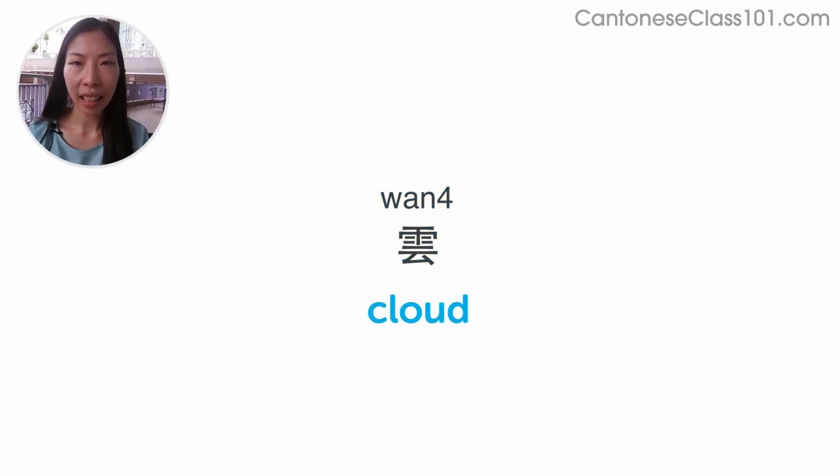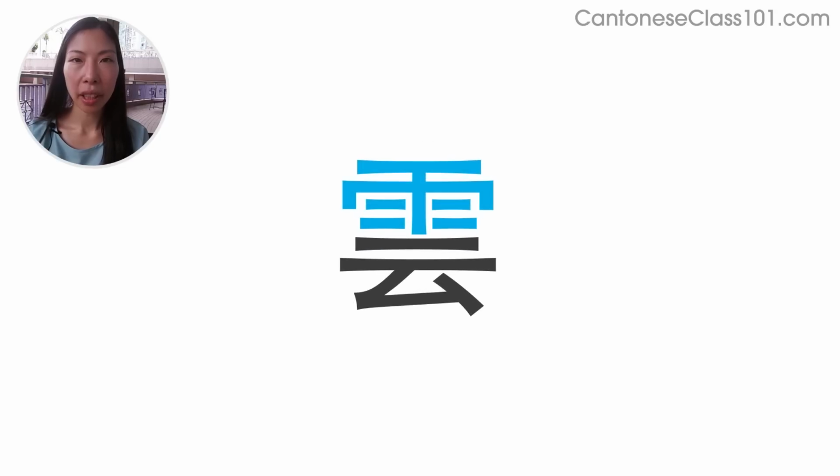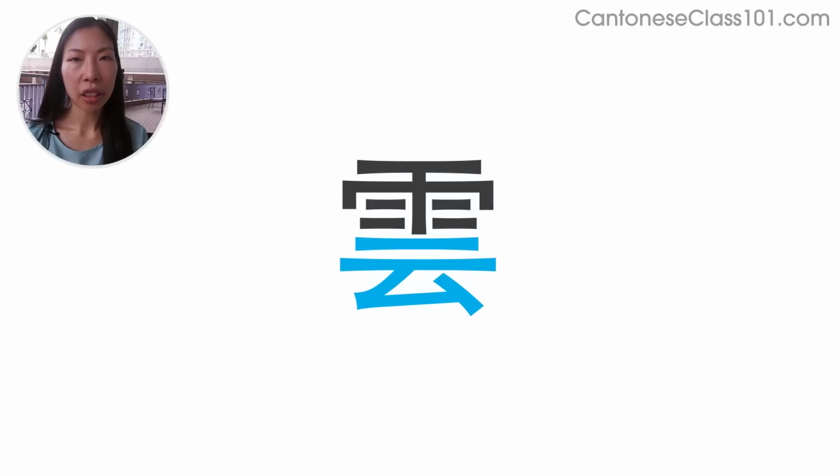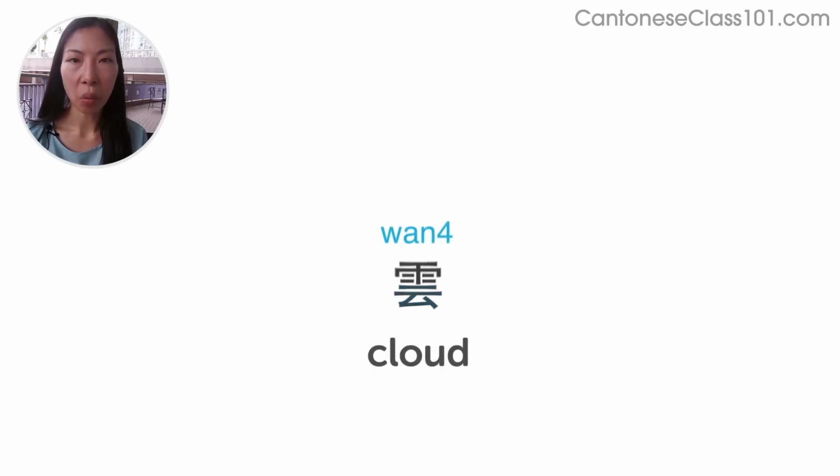Parts within a character often give hints of the character's meaning or pronunciation. For example, let's look at the character for cloud. At the top, there is 雨, which means rain. At the bottom, there is a part which gives a hint about the pronunciation.